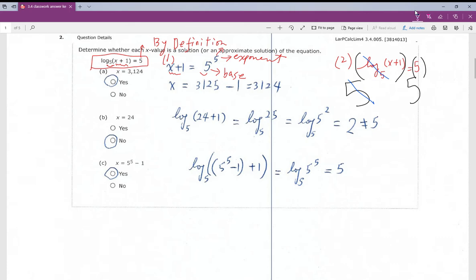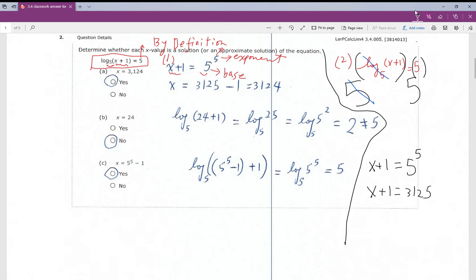Now keep going. You have x plus 1 equals 5 to the 5th degree. So x plus 1 will be, you can calculate. I calculate here is 3125, and then take away 1 on both sides, 3124. So that's how you solve for x equal to 3124 by using the second method.